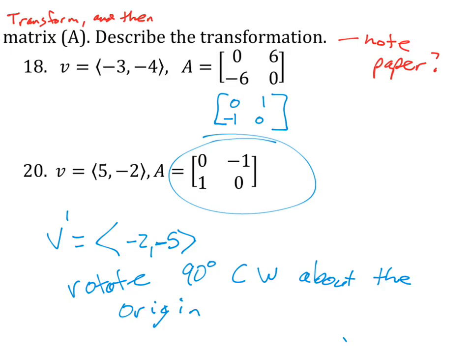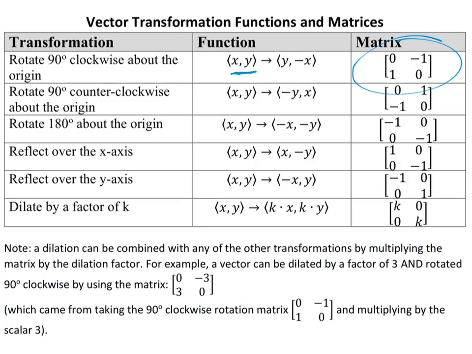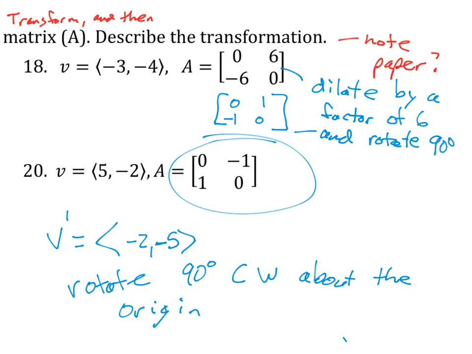But if you look at our original matrix, it doesn't have ones, it has sixes. And what that does is this is also dilating by a factor of 6. And it rotates. That's rotating 90 degrees counterclockwise about the origin. So to take any vector and dilate by a number, you multiply by that number.